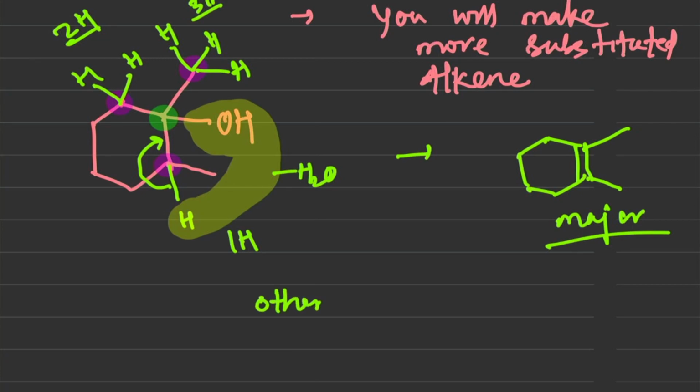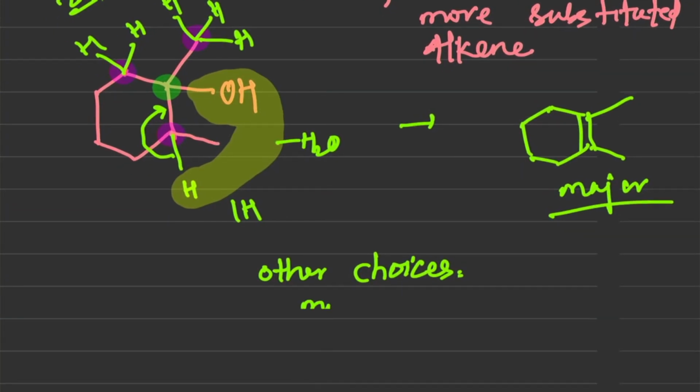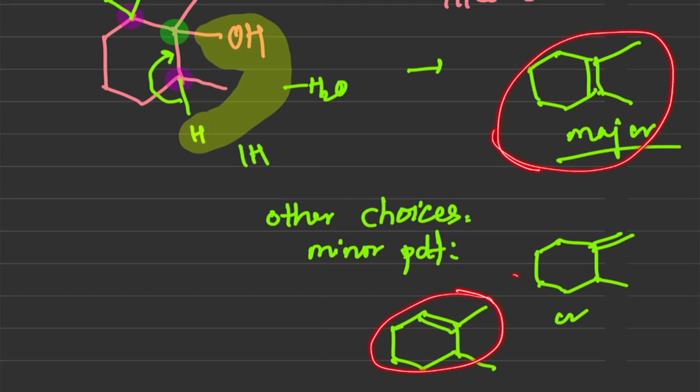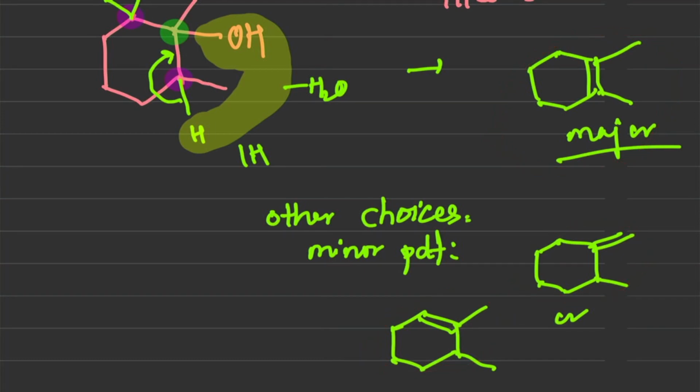The other choices would have been minor products. So what are the other choices? You could have ended up making this, or this, which is probably the least favorable one. You could have ended up making this as well. This one is triply substituted. This one is only doubly substituted. So probably this one would be the most stable, this is second, and this is probably the least stable. Okay, so that's how you're going to do this. All right, let's stop here.